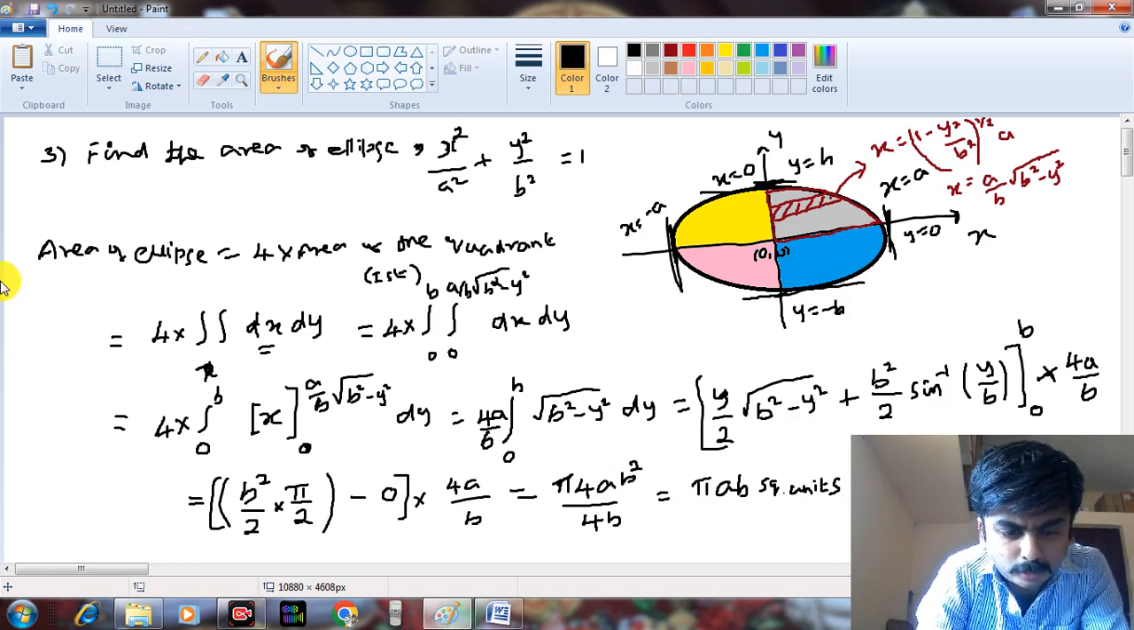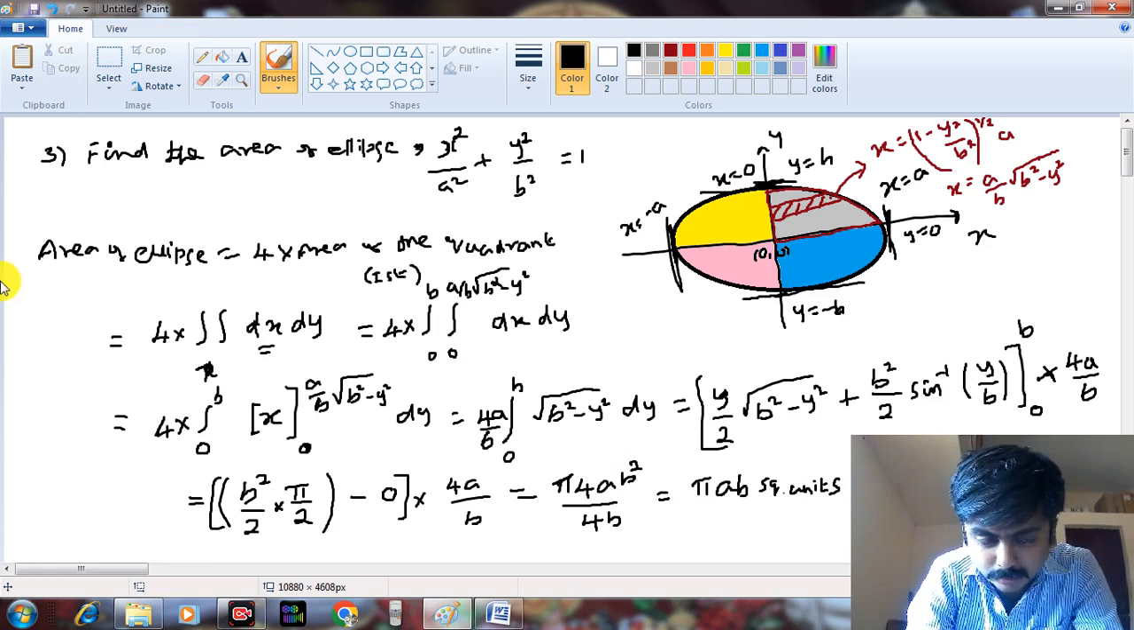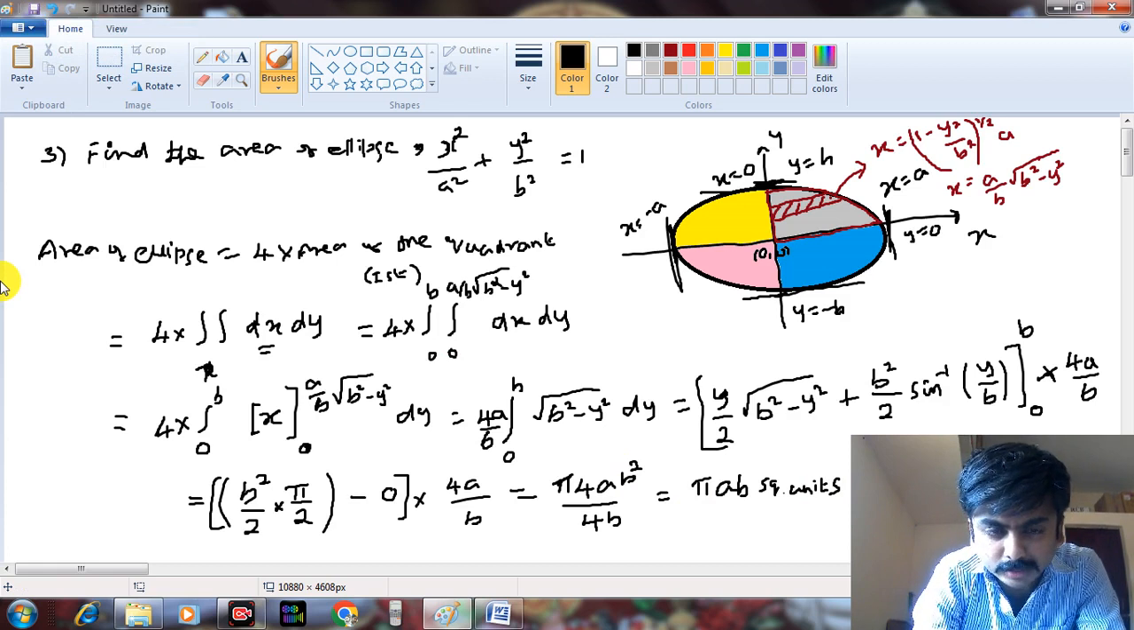I hope you all enjoyed the problem and you know how to consider the area of an ellipse under one quadrant, and after that it has to be multiplied by 4 to cover all the quadrants to find the area of the ellipse. Okay, so this problem will be very useful for you.